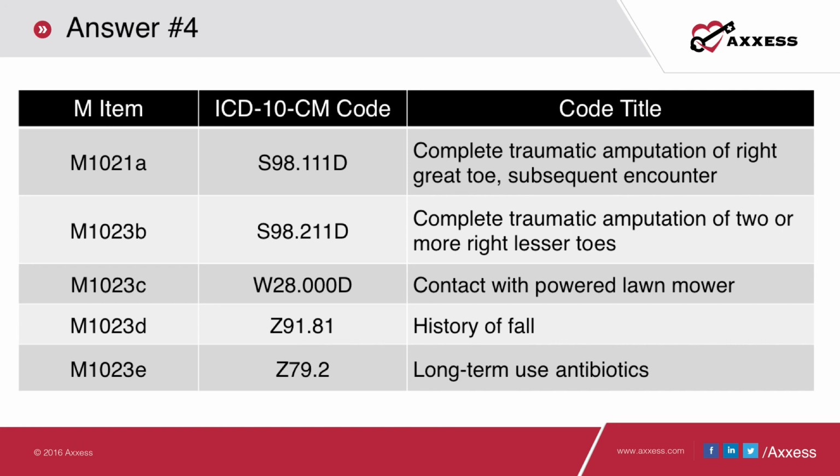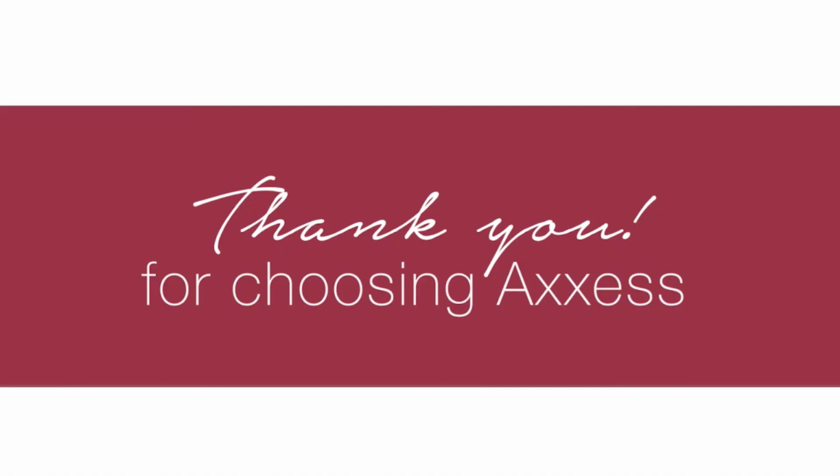So you have W28.000D, contact with powered lawnmower. Remember, when you're using external cause codes, if you use a subsequent encounter on one, you have to use that same encounter type for all of the codes. That's why they all have D. Last, you have Z91.81, which is the history of fall, or falls in this case, and then Z79.2 is the long-term use of antibiotics.